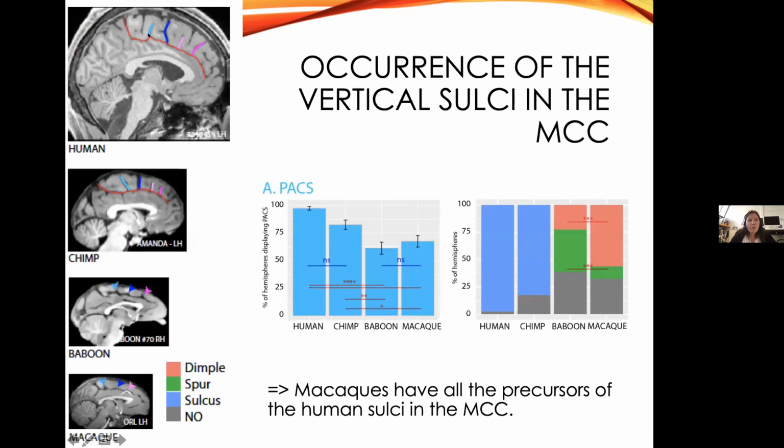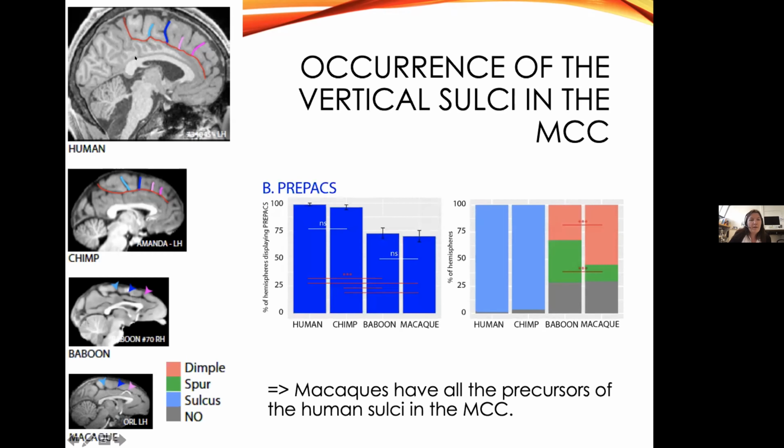So if we start with the posterior one here, the paracentral sulcus, we can see that it's present in all species, and it's more present in human and chimp than in baboon and macaque. And now if we look at the shape, the sulcus is in blue, green is a spur, and pink is a dimple. We can see that in human and chimp, it's always a sulcus. It's mostly a spur in baboon and mostly a dimple in macaque.